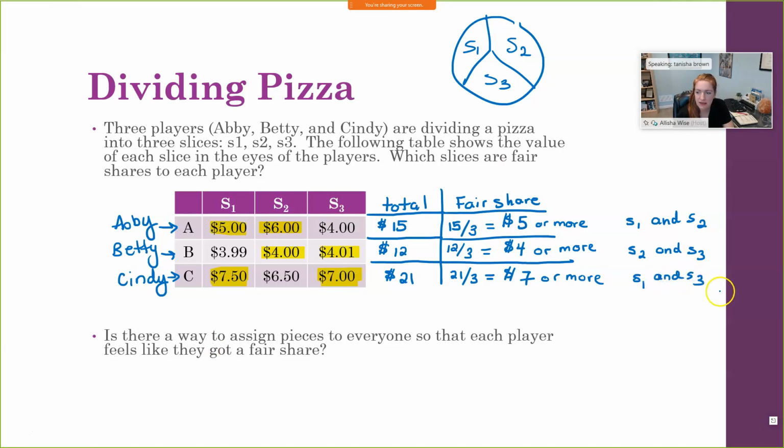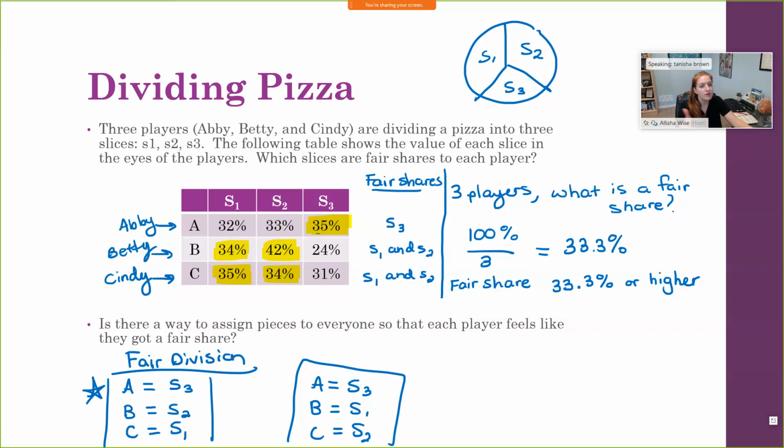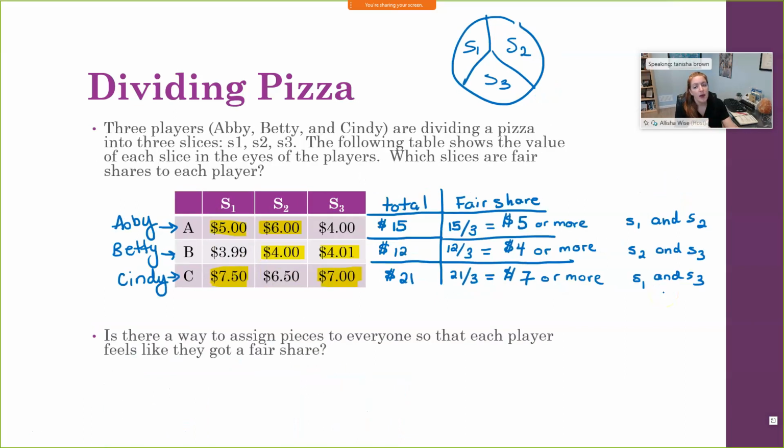Excellent, S1 and S3. So, any questions on finding the fair share? In the percentage problems, you're taking the 100% divided by the number of players to find the fair share. But in the dollar amounts, you need to calculate each player's fair share individually, and then see what it is. So let's go ahead and come up with a fair division.